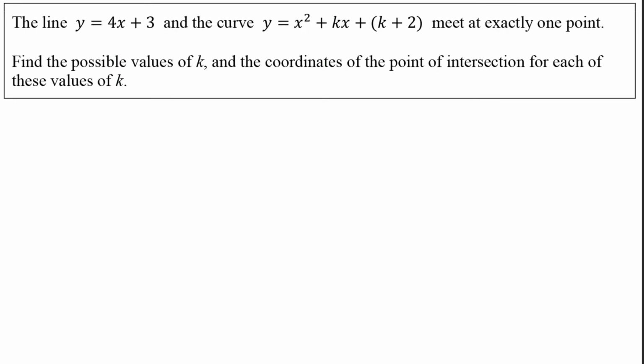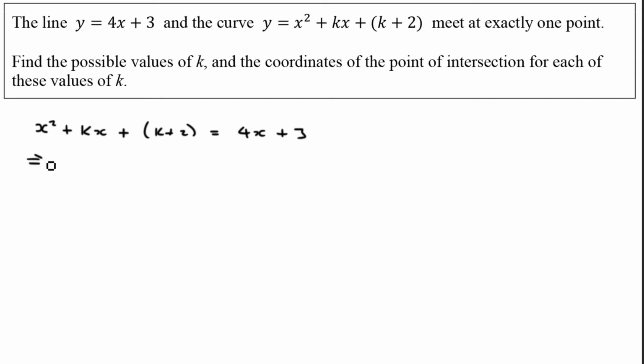The line y equals 4x plus 3 and the curve y equals x squared plus kx plus k plus 2 meet at exactly 1 point. Find the possible values of k and the coordinates at the point of intersection for each of these values of k. So if we have that y is 4x plus 3 and y is also x squared plus kx plus k plus 2, then those two expressions will be equal to each other. We'll have that x squared plus kx plus k plus 2 is the same thing as 4x plus 3.